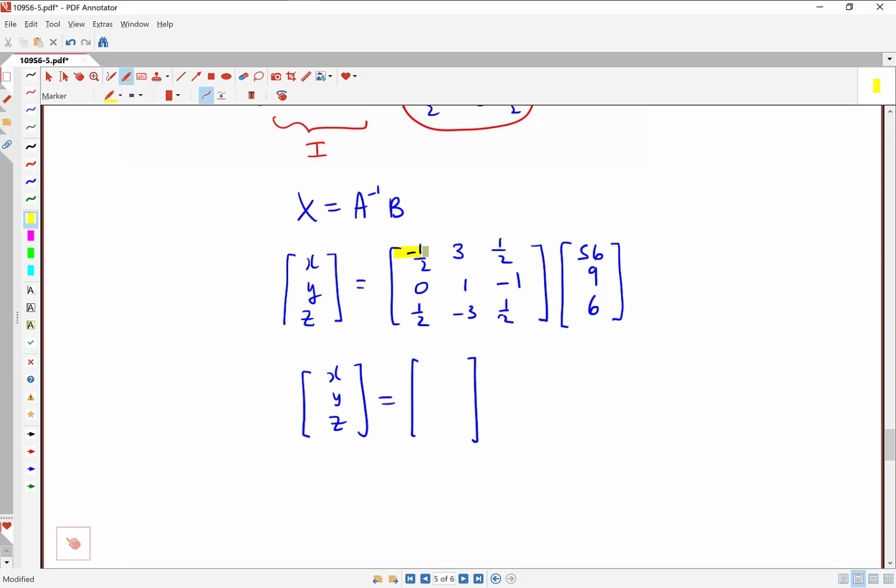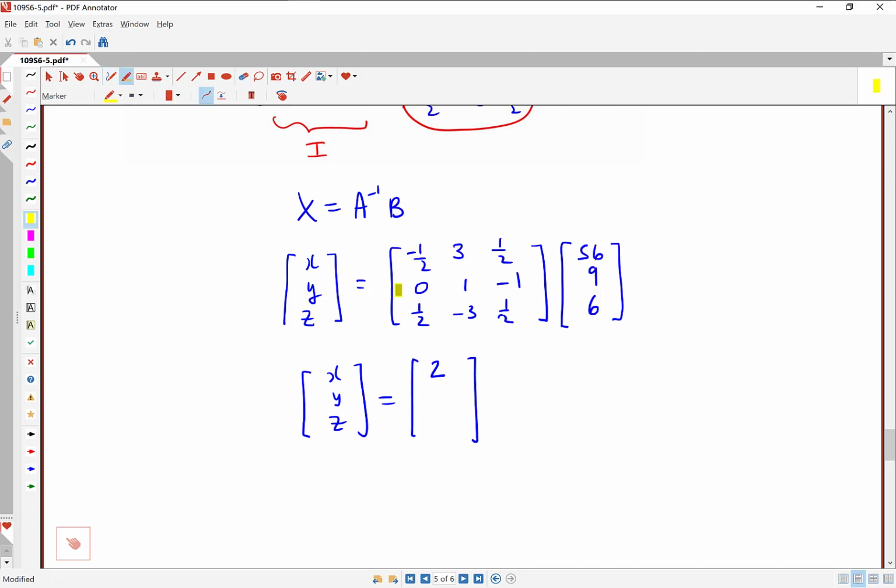So we're going to be taking this row with this column, and we're going to be doing our dot product operation. So I'll actually write out all the details of what we're getting in case you want to see what you'd type into your calculator. So you'd go minus a half times 56 plus 3 times 9 plus half times 6. So that gives 2. And so that's telling us that X is equal to 2.